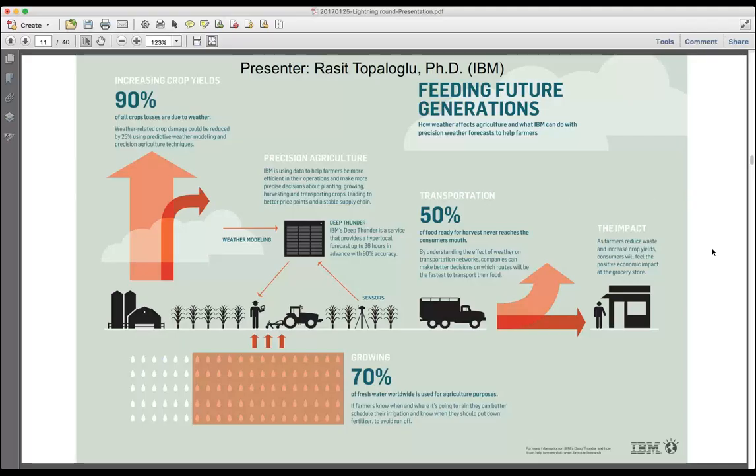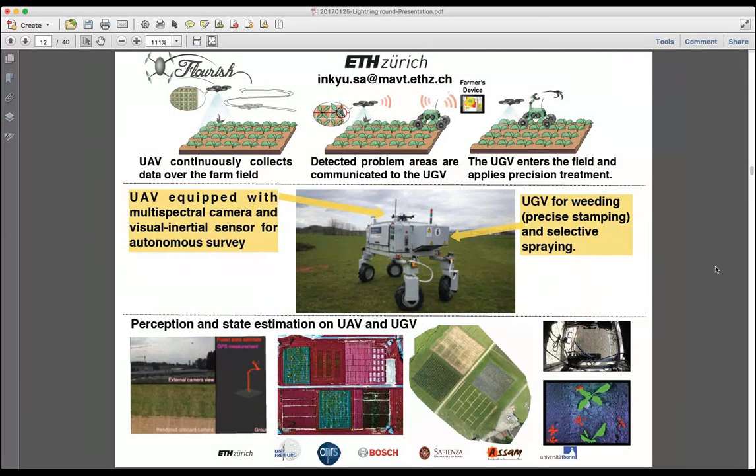We have a workshop that I will talk about, where we are looking to form a session around agricultural robotics, and I'd be interested in receiving some proposals from you. Thank you. Thank you. Inkyu.